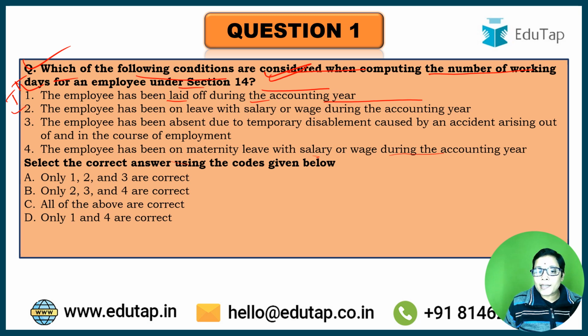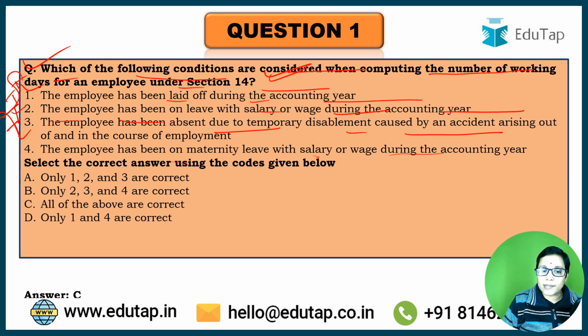Okay, the employee has been absent due to temporary disablement caused by an accident arising out of and in the course of employment. Definitely in such a case too, because that would be medical leave type, so we will count that also in the number of working days even in their absence. The employee has been on maternity leave with salary or wage during the accounting year. Definitely that person will also be considered, that is the days in leave also as working days. So all of these above are correct when it comes to the computation of number of working days for these people. So here the correct answer is C.